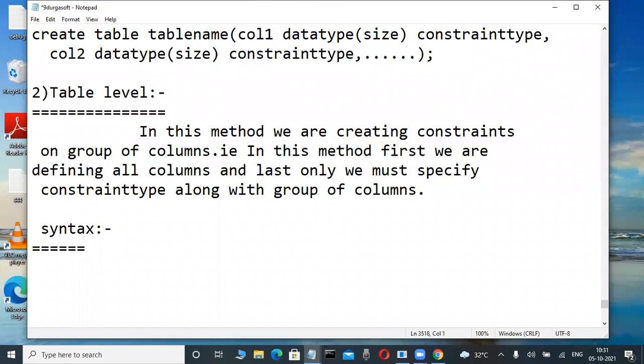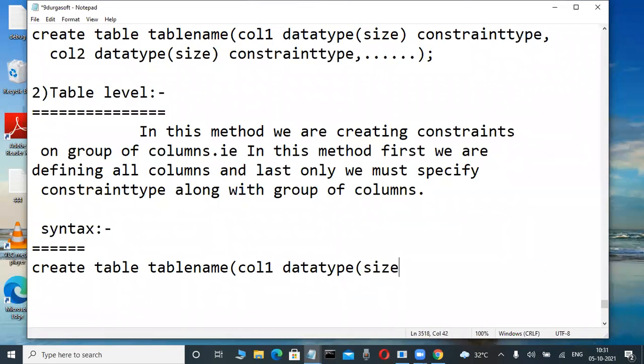Different syntax now, this one. Create table name. Here first we are defining all the columns. Column 1, data type, size. Here constraint type we are not allowed to use. Here primary key, foreign key, check we are not allowed to use. Column 2, data type, here size, like this in a number of columns also. First we are defining all the columns.